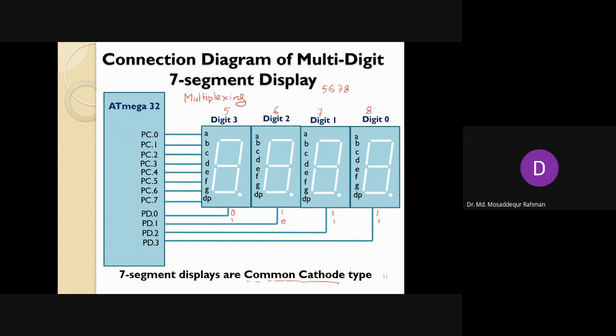Then we want to display 7. So we turn on this one, we apply 0 here and others are 1. So 7 will be displayed here and all others will remain off. Then we want to display 8. So we apply 0 here, turn it on, and others we turn off by applying 1. So this is how we display the different digits, one by one, at their appropriate location.